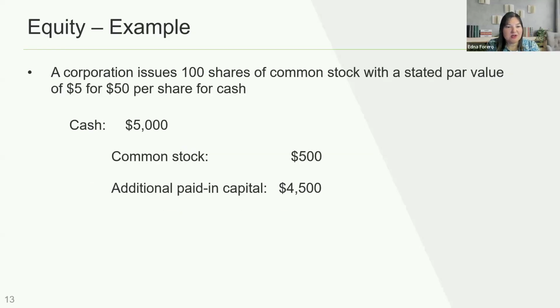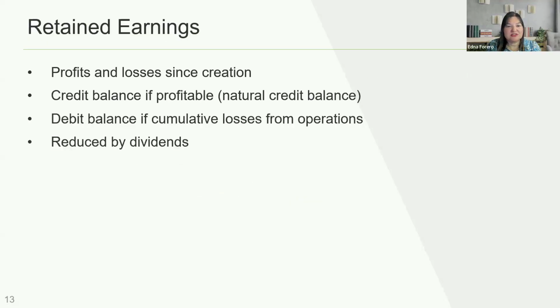Here's an example of equity. If the corporation issues 100 shares of common stock with a stated par value of $5 for $50 per share for cash. So in this case, there's that cash of $5,000. The common stock is $500, and then the additional paid in capital is $4,500, right? So we're just looking at how that equity is being spread between our different corporations in this case.